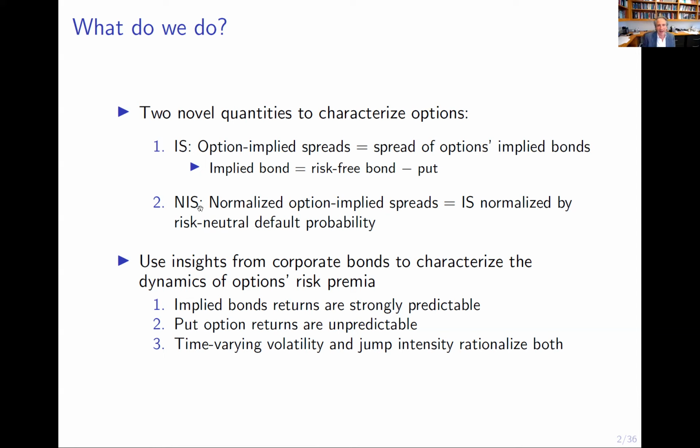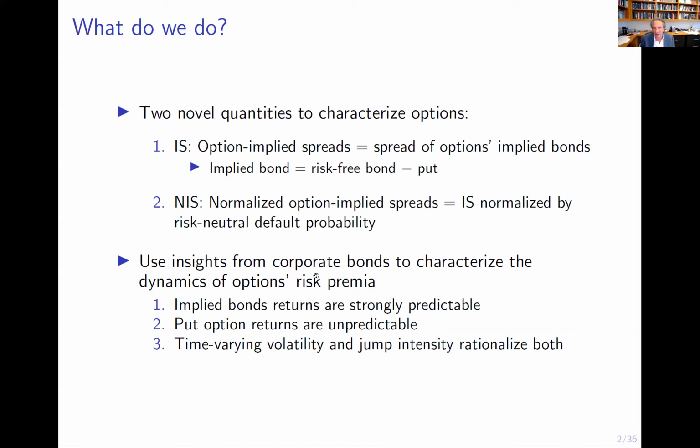The second one, you'll see why, is a normalized option implied spread. Essentially, we take the implied spread and we divide it by the risk neutral default probability, where default is the implied bond, that guy who actually can default. You will see these two things have very nice properties in the dynamics and the cross-section, etc., and can be used to study a number of things. Again, in a previous paper, we studied credit markets. This one, we can study options.